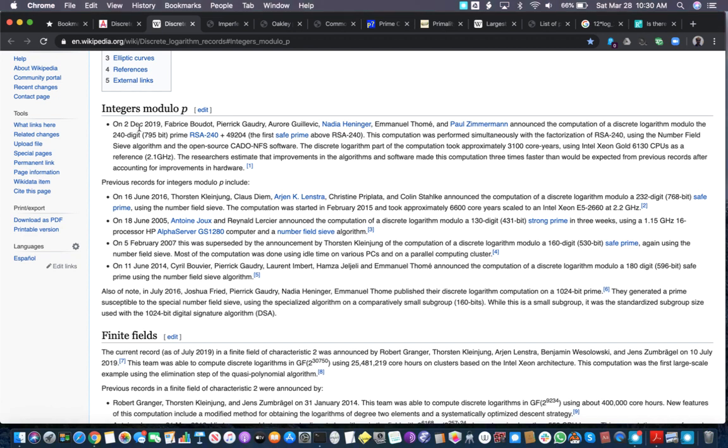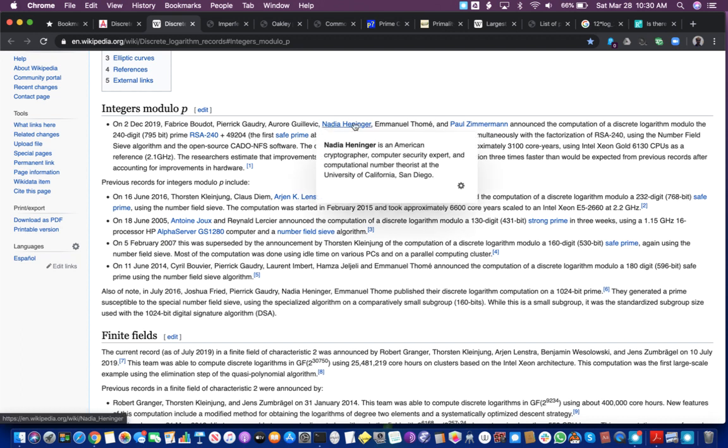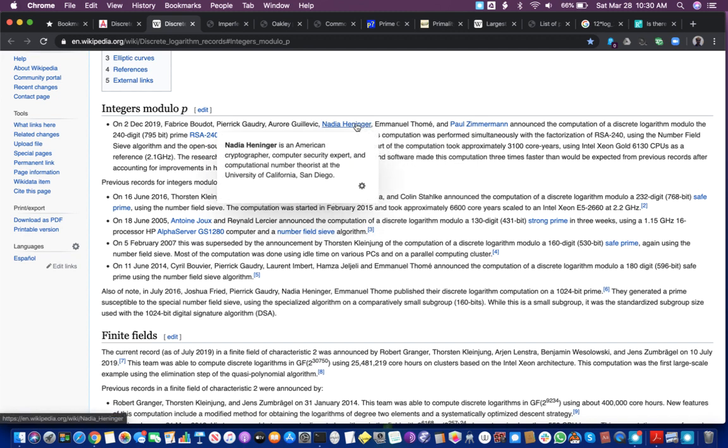For example, just at the end of last year, there was a computation that actually found the discrete log modulo a 795-bit prime. That's pretty remarkable and quite a bit beyond what one might imagine. A few years before that, in 2016, they had done 768-bit primes. Nadia Heninger is a professor in our department, by the way. As the blurb says, UC San Diego, we're very proud to have her here.